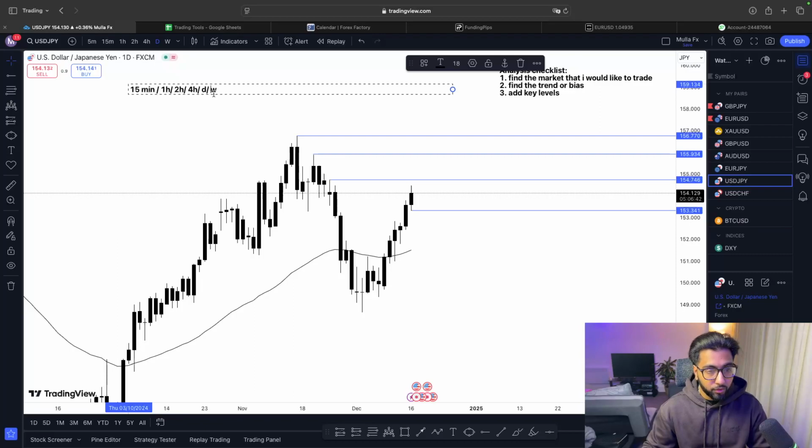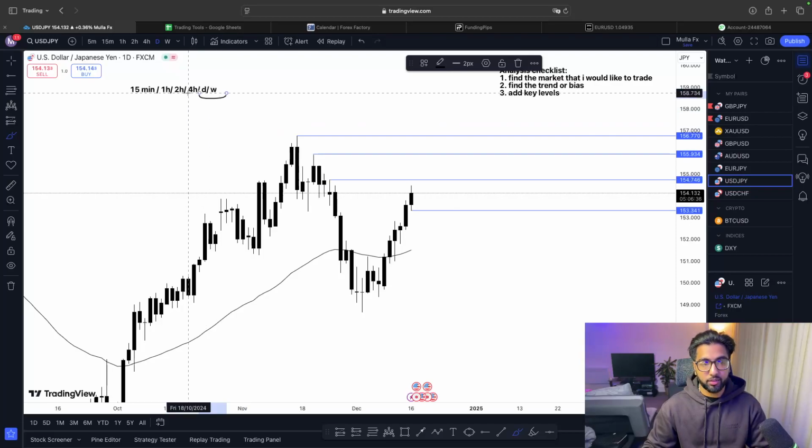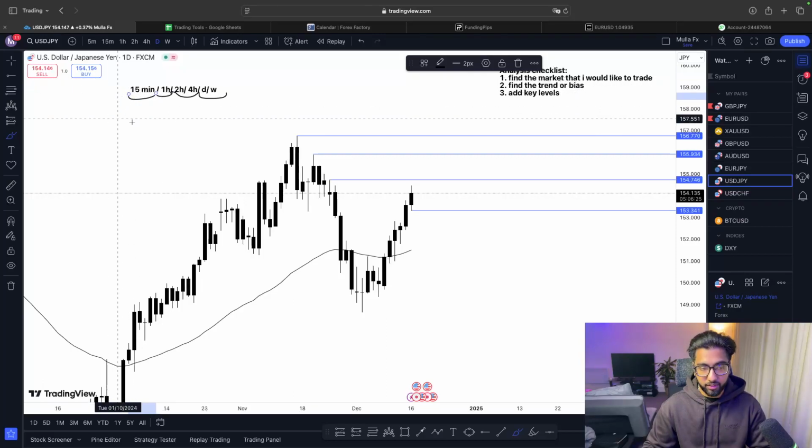Okay. So this is how I like to do it. I like to break the daily and the weekly as trend bias. The 4 hour to 2 hour is key levels, and the 1 hour is finding areas of interest, and then the 15 minutes is entries. Okay, this is how we break down our chart.